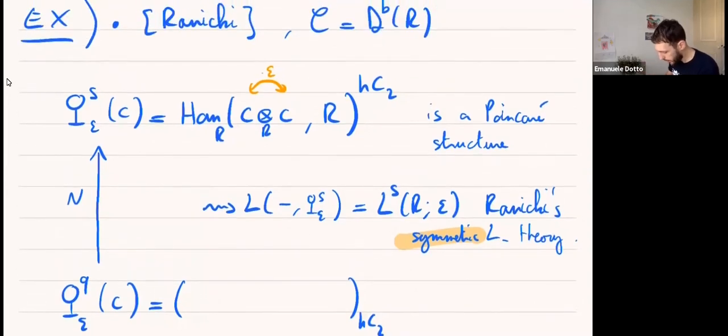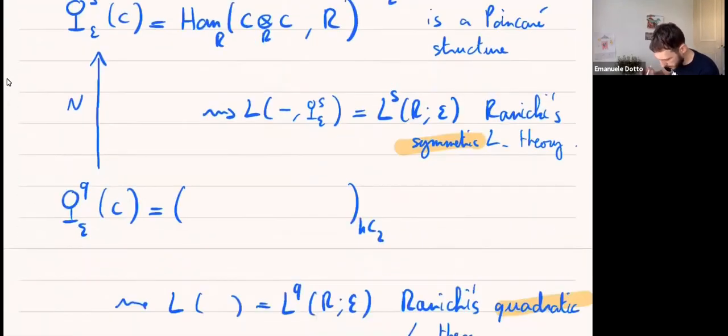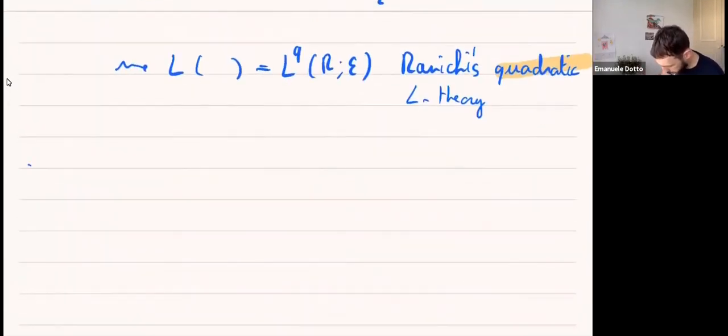So this gives us two canonical Poincare structures on the category of modules, one that tries to include some homotopy coherent version of symmetric forms, and the other one, a homotopy coherent version of quadratic forms. Now, the next examples I want to mention are a set of examples that we have studied in our papers, and which are a refinement of the previous ones.